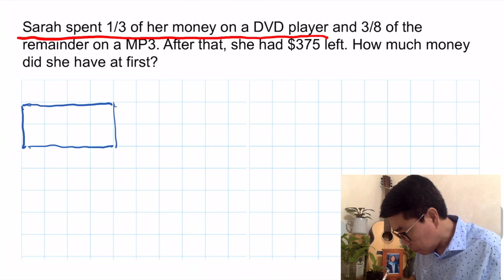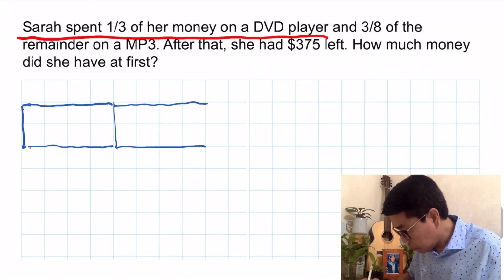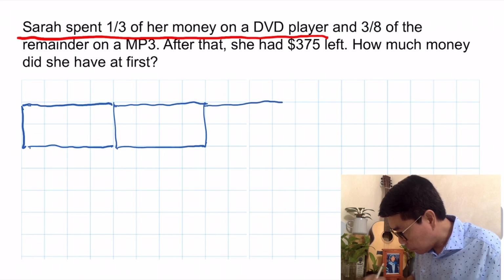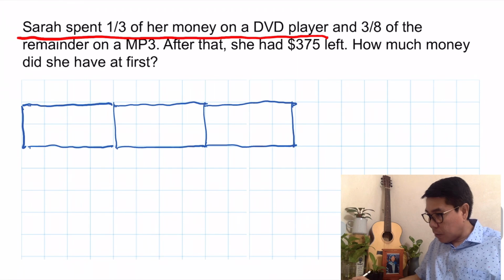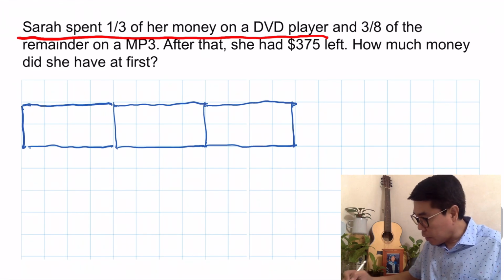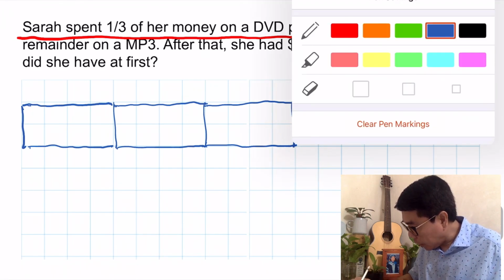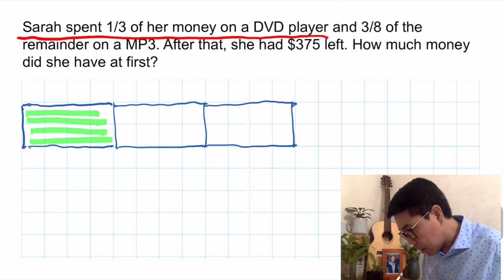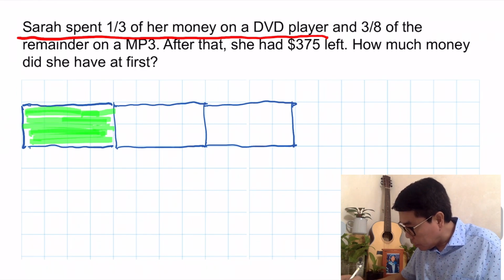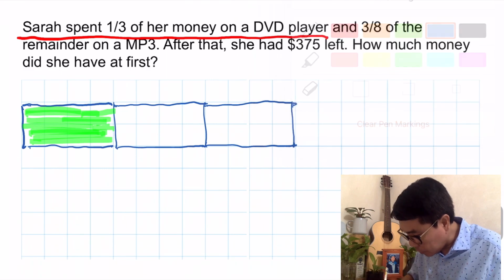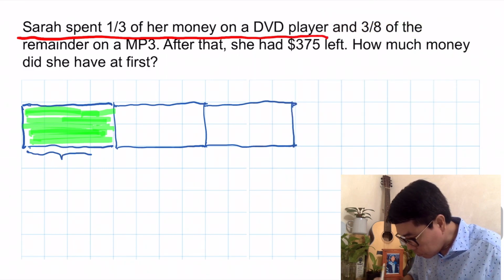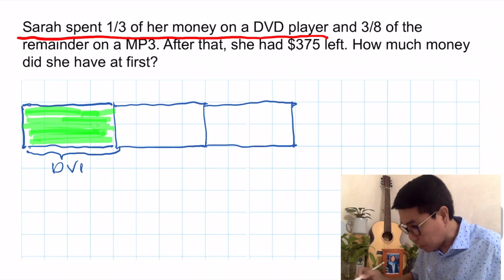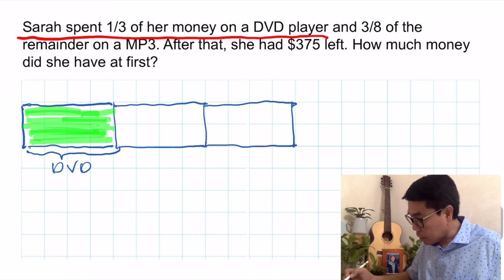So we have 1, 2, 3. Okay, then 1/3. One part out of 3 is shaded. So this part is shaded, 1/3. Okay, and this is the money for the DVD. And then let's continue.